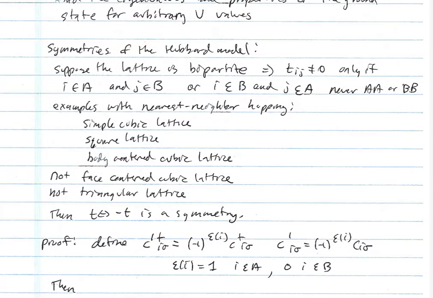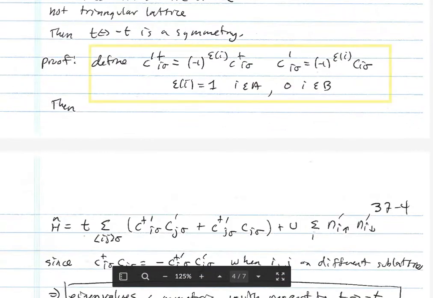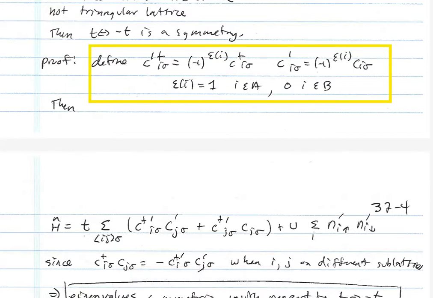So let me now prove that for you. We're going to define two new operators that we're going to call C prime dagger i sigma, which is going to be minus 1 raised to a power that I'm going to call epsilon of i times C dagger i sigma, and C prime i sigma, which is minus 1 raised to that epsilon of i times C i sigma. The epsilon i just takes two values. It's 1 if i lies on an A sublattice, so again, think about red squares, and 0 if i is on the B lattice, again, think about black squares.